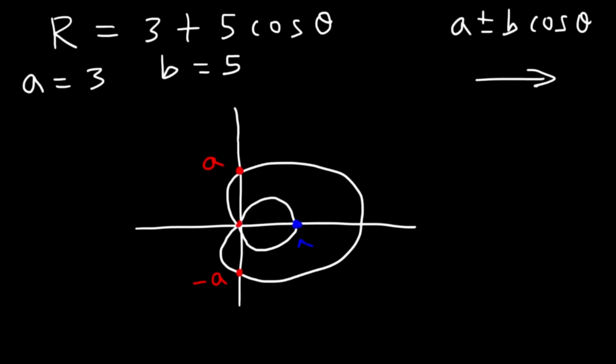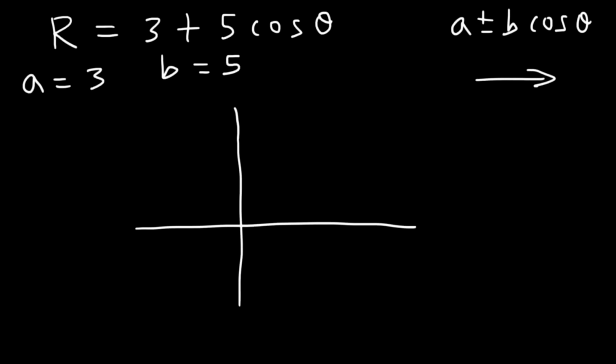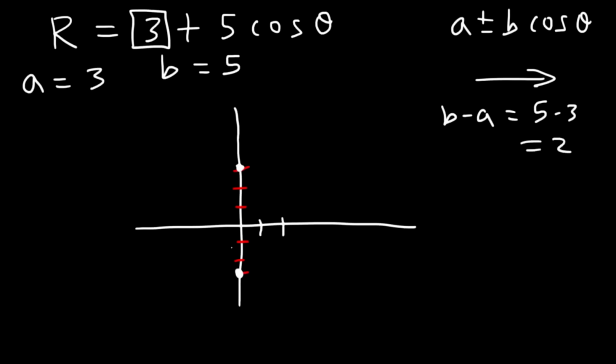So let's go ahead and do that. In this case, we can see that a is equal to 3, so we need to go up 3 units and down 3 units. Those are the y-intercepts. Now, b minus a is going to give us the first intercept. That's 5 minus 3, which is 2. So here's the first intercept. And then a plus b will give us the second intercept. That's 3 plus 5, which is 8. So that's how you can find the 2 x-intercepts.